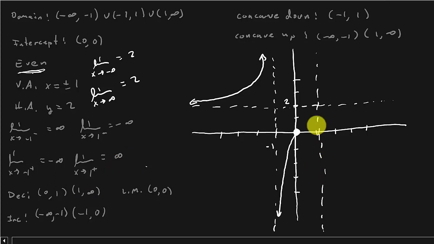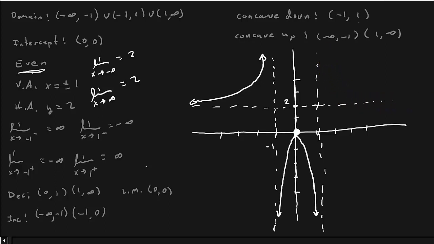So as we come into 1, this is the line x equals 1. As we come into 1 from the left-hand side, see how it's going to -infinity? And look at this, from 0 to 1, it's decreasing. So that means it's going to come in here like this. And you can see from -1 to 1, we're concave down. Then, as we come into 1 from the right-hand side, that's going to infinity. That's going to come in there like that.